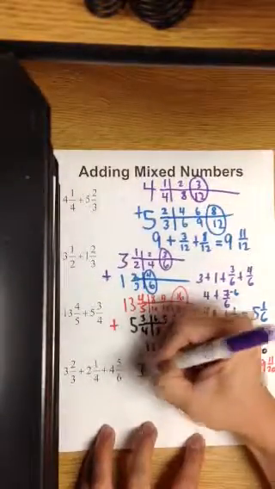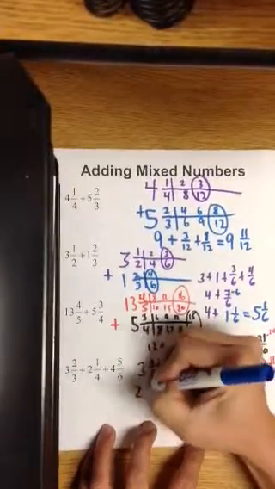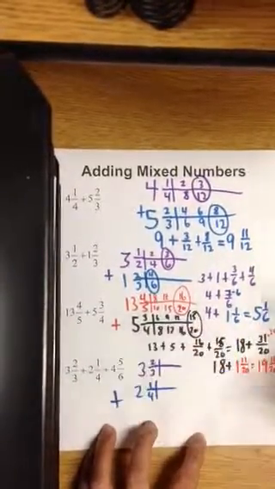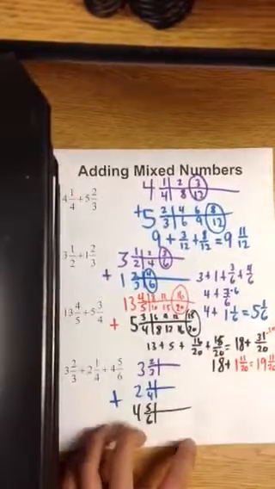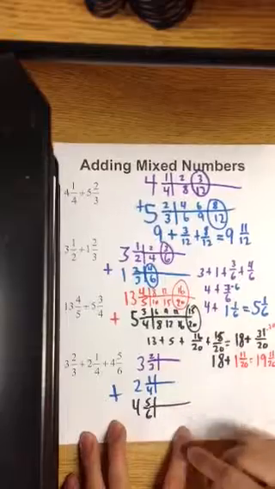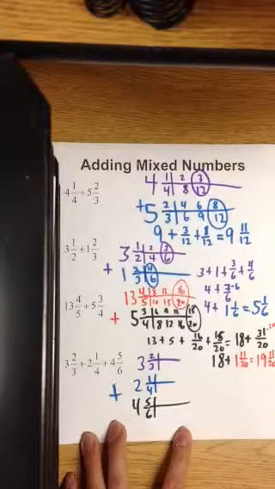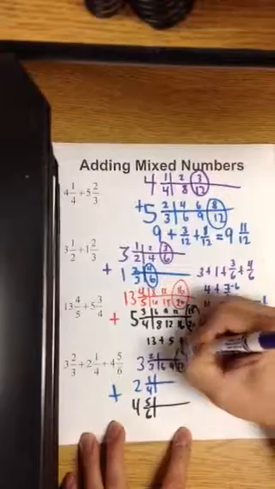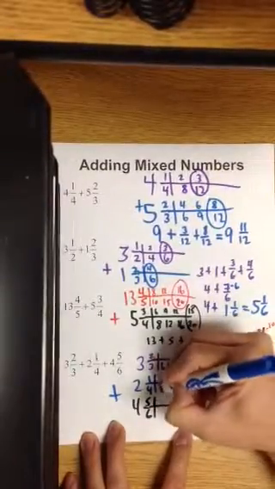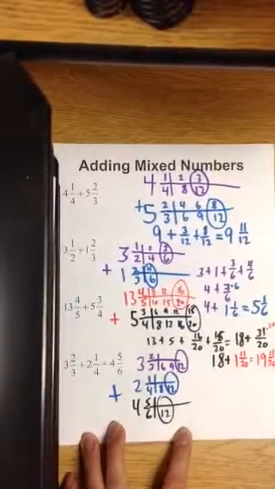What happens if they add 3 mixed numbers? So we have 3 2/3, 2 1/4, and 4 5/6. What denominator do they all share in common? 3, 4, and 6 share 12, the least common denominator. 3, 6, 9, 12. 4, 8, 12. And 6, 12. That's what they share in common.